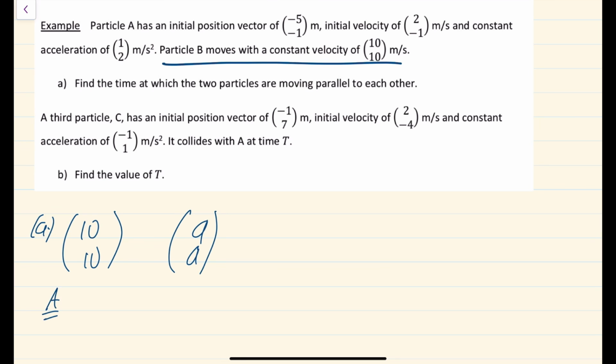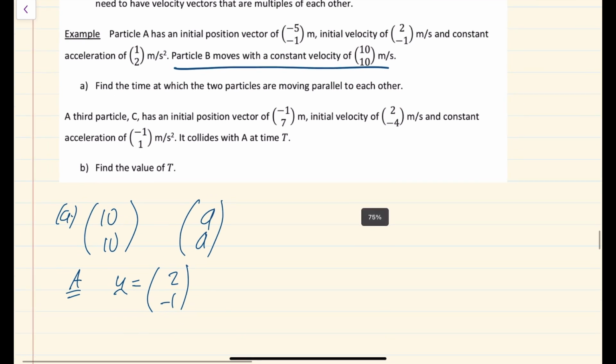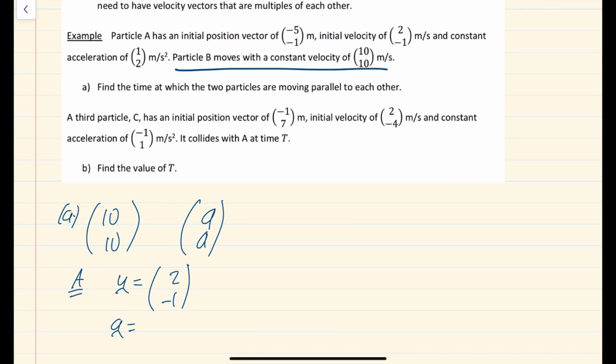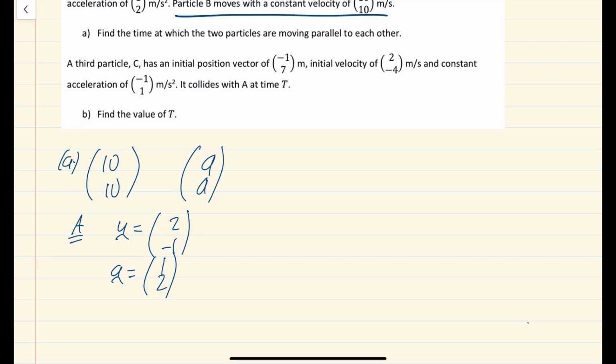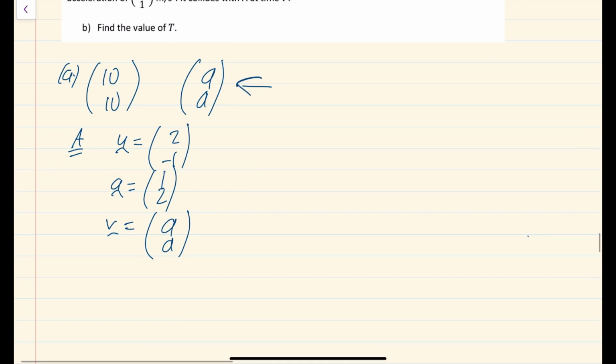For particle A, the initial velocity was 2, minus 1. The acceleration was 1, 2. And we want to find the time at which it is going parallel to this. So we want to say our final velocity is a, a. And we want to find basically the time. So we can put a, a as my v. Sorry, I'll write that in, apologies. I should have said v is equal to u plus at.